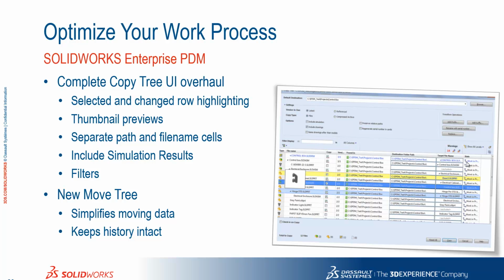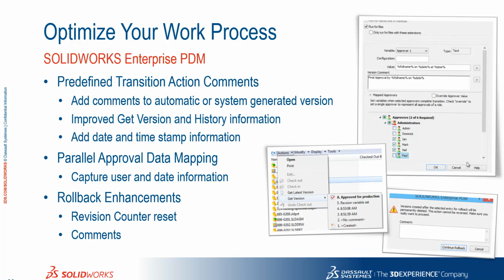Also, a highly requested improvement over the years was a move tree tool. So this has now been brought in 2015, and it just enables us to move product structures around the Vault a lot easier than we could do before, and it will also keep the history intact as well.